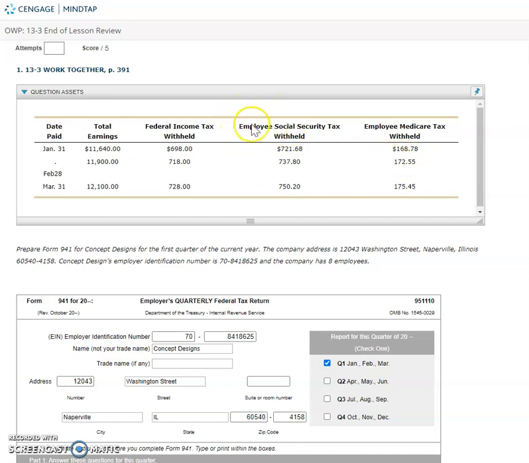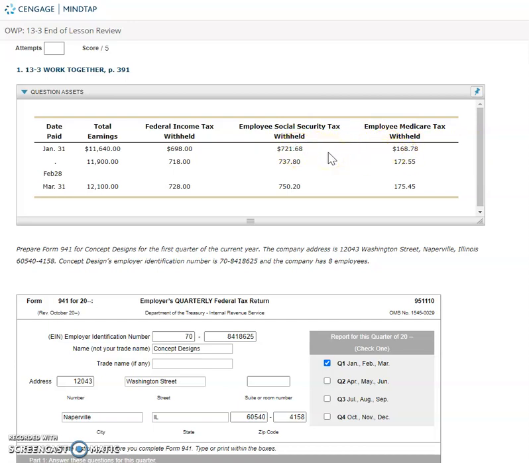So January, they're showing me my federal, my employee Social Security, and my employee Medicare. The reason that I stressed employee Social Security and employee Medicare is that, remember, Social Security is paid by the employee and the employer. Same with Medicare. Medicare is paid by the employee and the employer. So these two numbers actually need to be doubled because they are showing us only one side of it.